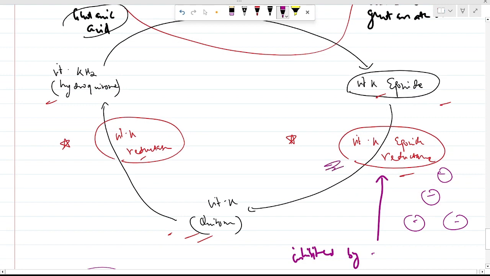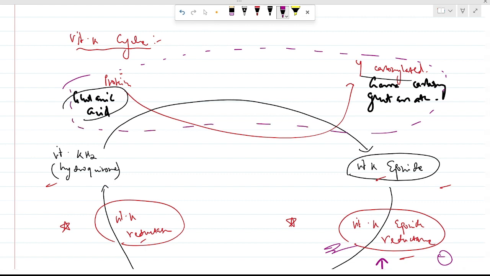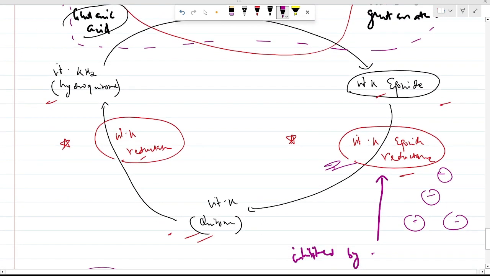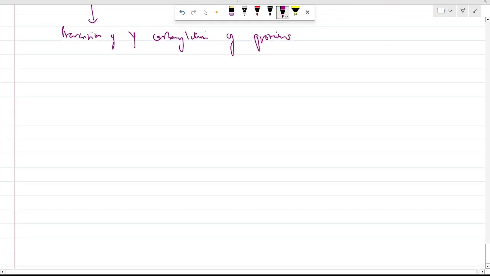As this enzyme is inhibited, this whole gamma carboxylation process of proteins is inhibited. So this is the all important vitamin K cycle. The two enzymes, vitamin K epoxide reductase and vitamin K reductase. Vitamin K epoxide reductase is inhibited by warfarin and dicumarol. These two drugs are structural analogs which cause competitive inhibition, thus preventing gamma carboxylation of proteins.